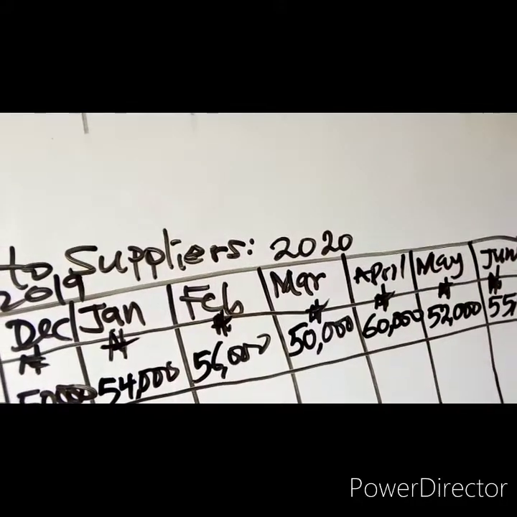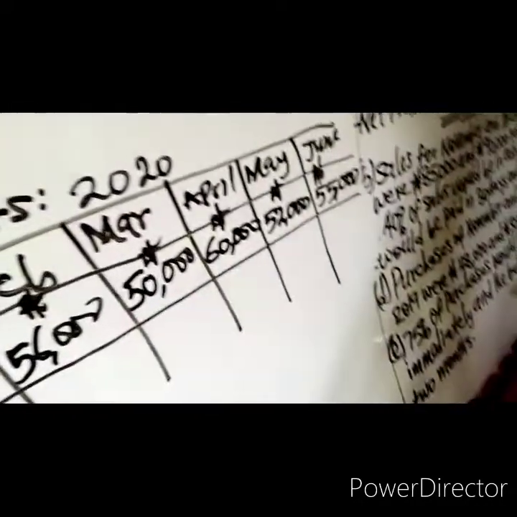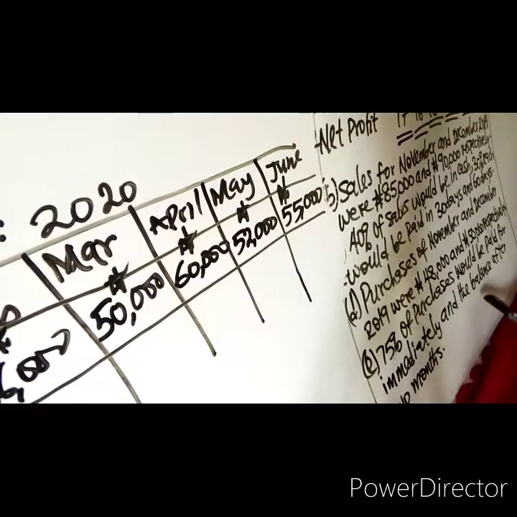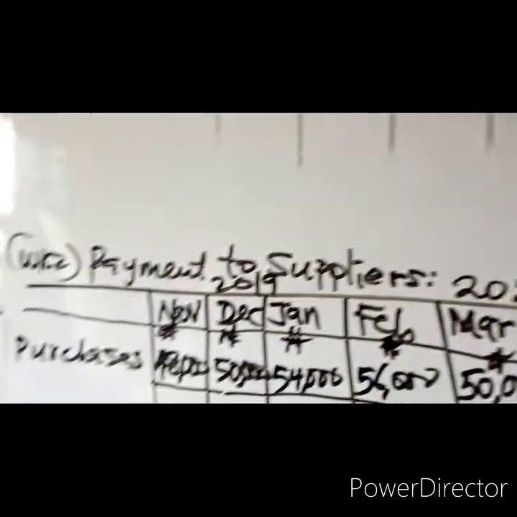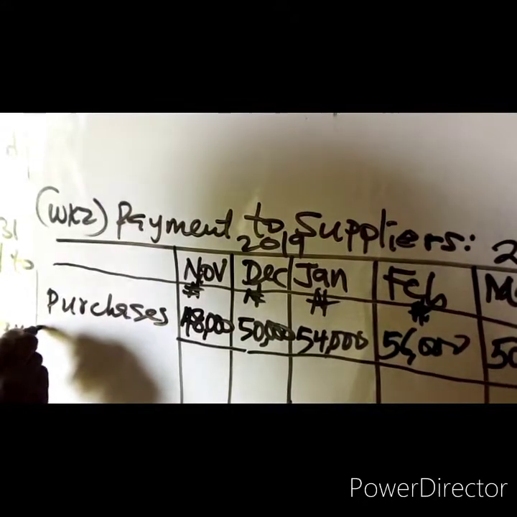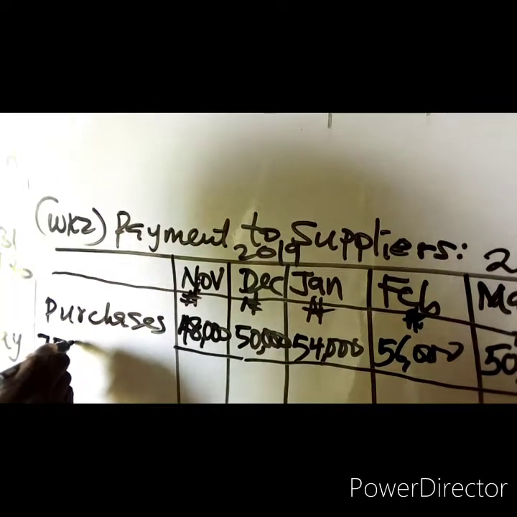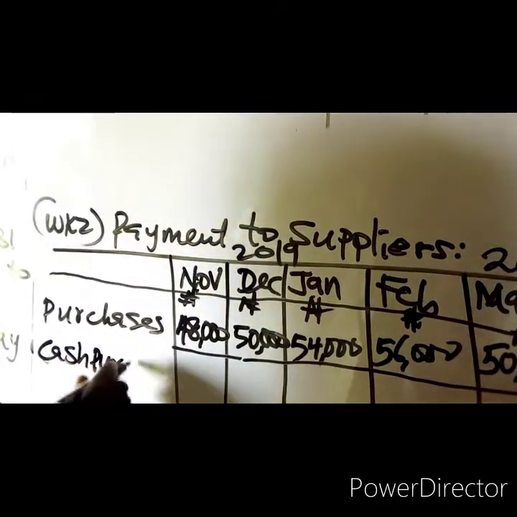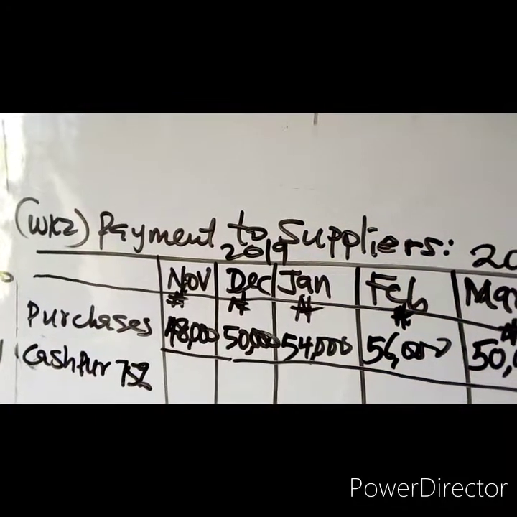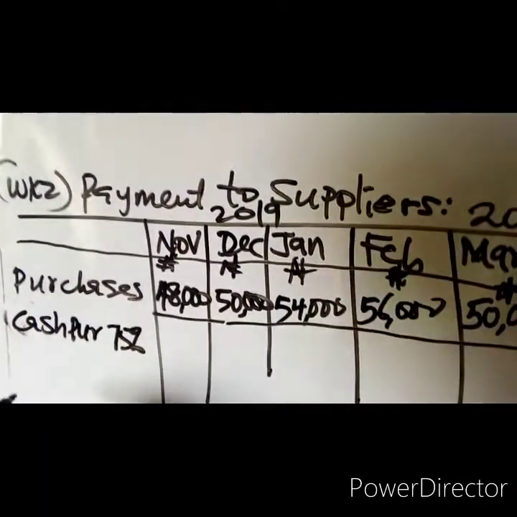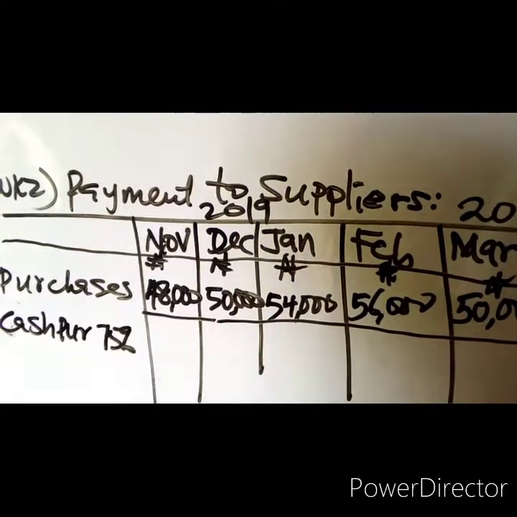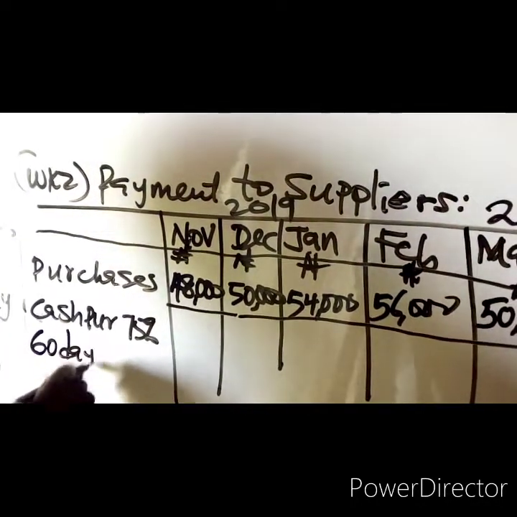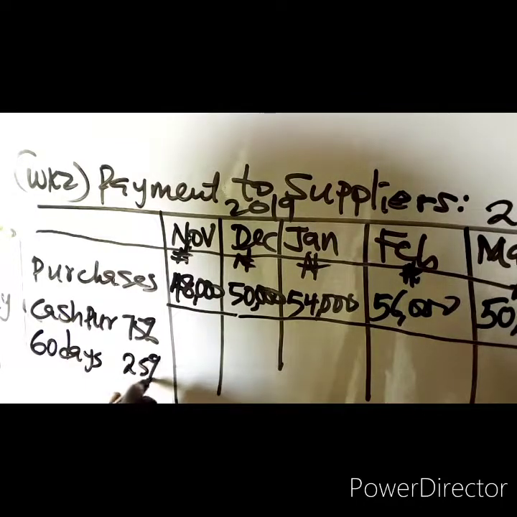Now, note E. 75% of purchases will be paid for immediately and the balance after 2 months. 75% will be paid for immediately. Let's call that cash purchases. And the balance after 2 months. Then that means the remaining 25% will be 2 months after. That is after 60 days. 2 months is 60 days. That will be 25%.